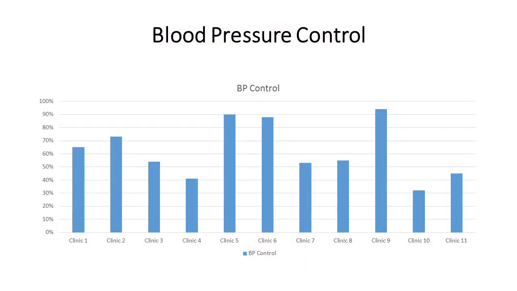Here is a histogram that shows how well 11 clinics that are part of a healthcare system are doing with controlling their patients' blood pressures. This helps identify which clinics are doing well and which clinics not so well. We can then learn from improvement efforts at higher performing clinics and potentially use these efforts to help all clinics do a better job with blood pressure control.